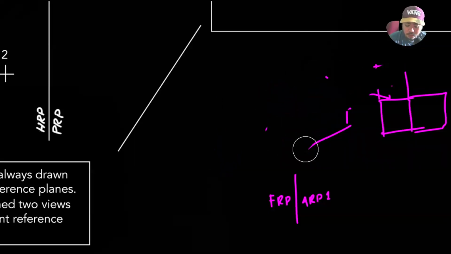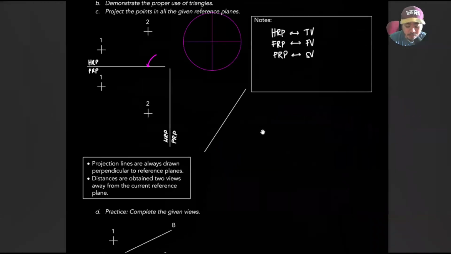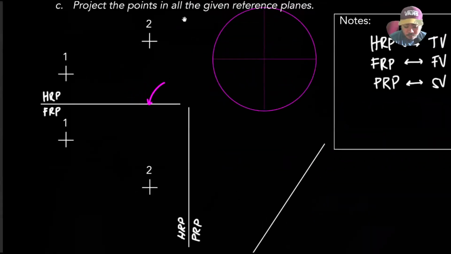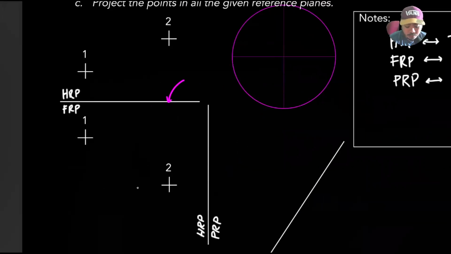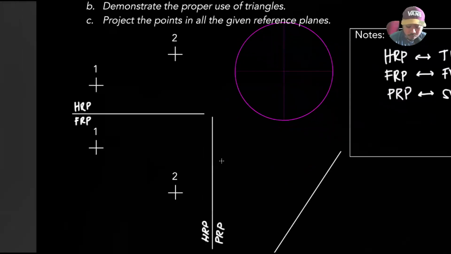The unique case with our primary reference planes is that HRP, FRP, and PRP are mutually orthogonal to each other. So HRP is perpendicular to FRP, is also perpendicular to PRP, and all of them are perpendicular to each other. Okay? So let's begin. I'm just labeling this to make it easier, but in this particular scenario, it's not yet important that we label our reference planes.